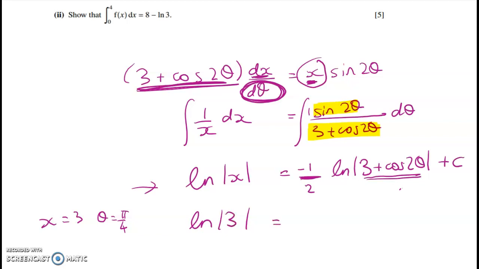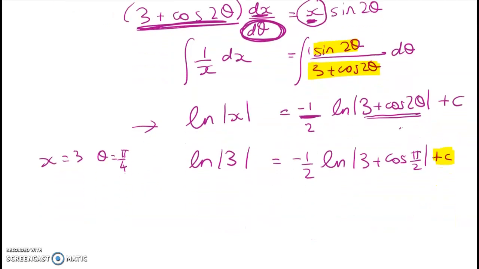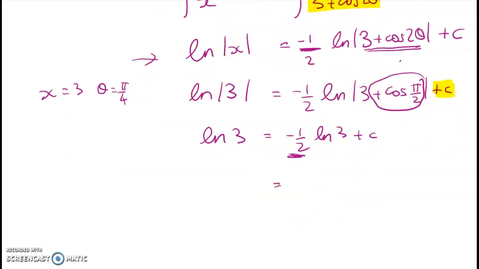The log of 3 is equal to negative 1/2 times the log of 3 plus cos of 2 pi on 4, which is pi on 2, plus c. So what we're doing here is we're going to make c the subject and find what c is. So the log of 3 is equal to negative 1/2 times the log of 3, because this is 0, plus c.